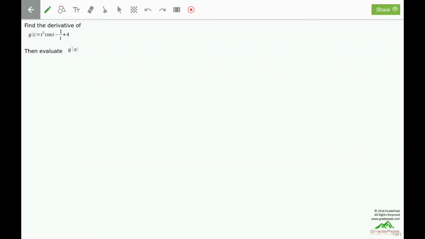Find the derivative of g of t equals t cubed times cosine of t minus 1 over t plus 4, then evaluate g prime of pi. G of t is made up of three terms. The first one is a product, t cubed, the first expression, times cosine of t, the second expression, minus 1 over t and plus 4.